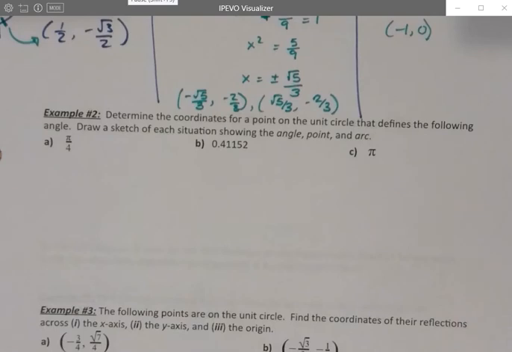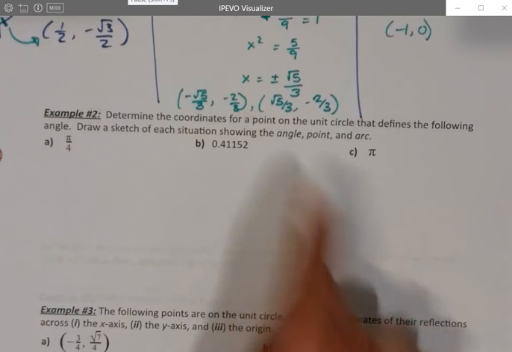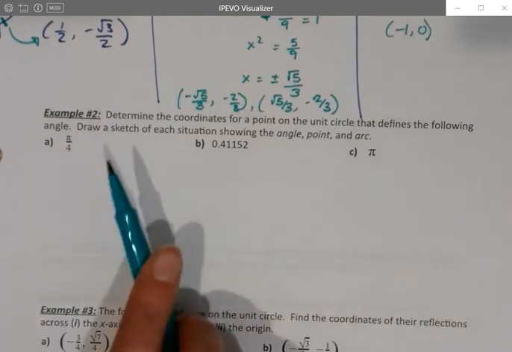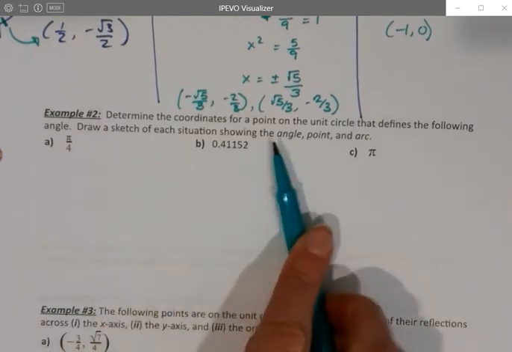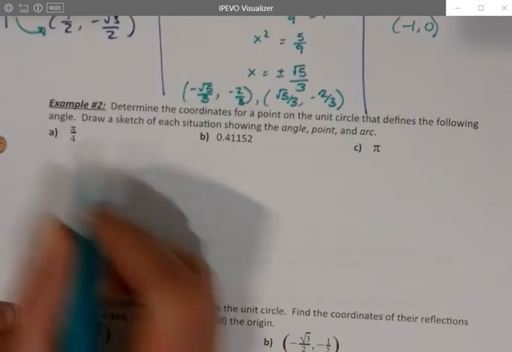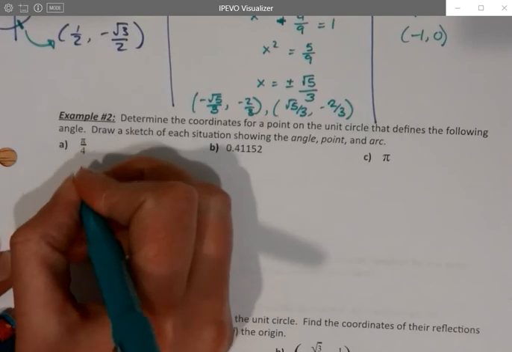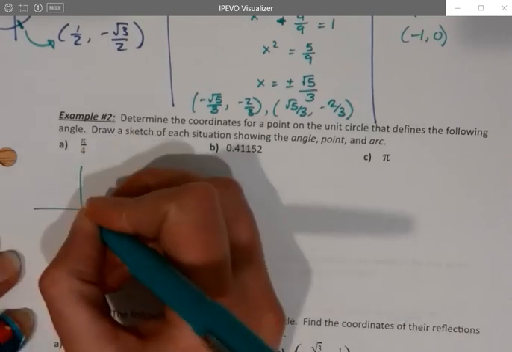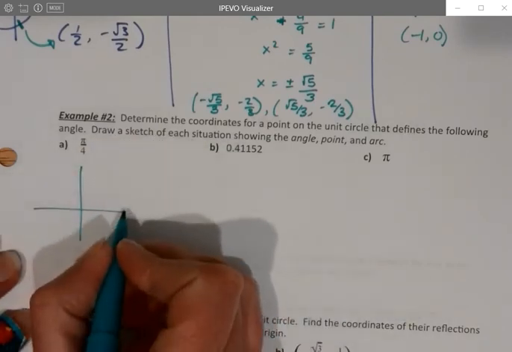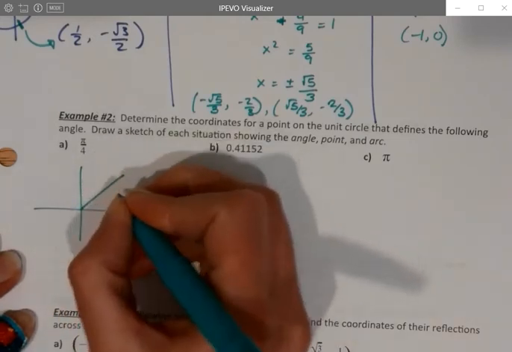In example 2, our job is to determine the coordinates for a point on the unit circle that defines the following angle. Draw a sketch of each situation showing the angle, point, and arc. All right, my angle is going to be pi fourths. If the angle is pi fourths, I know I'm at 0, pi halves, pi fourths.